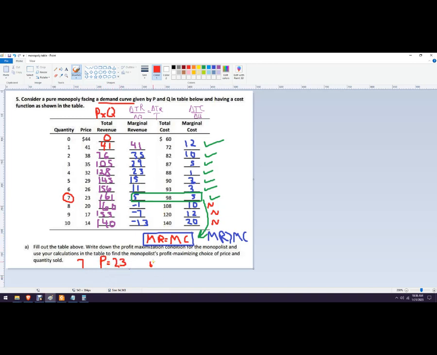And if you wanted to calculate the profit, just take the total revenue, which is 161, and subtract the total cost. That'll give you the profit. It's not asking for that, but if you needed to, total revenue minus total cost. And that's how to figure out monopoly outcomes based on a table.